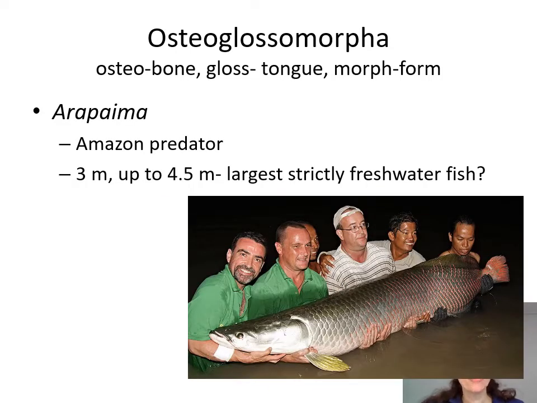And we also have the arapaima. So this is an Amazon predator. This one gets big, 3 meters, maybe even up to 4.5 meters, perhaps the largest strictly freshwater fish, maybe. It depends on who's measuring. You might see them on the River Monster show that they have on Animal Planet.